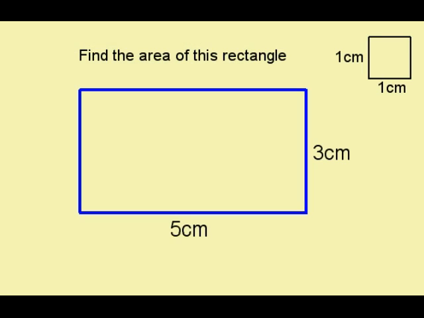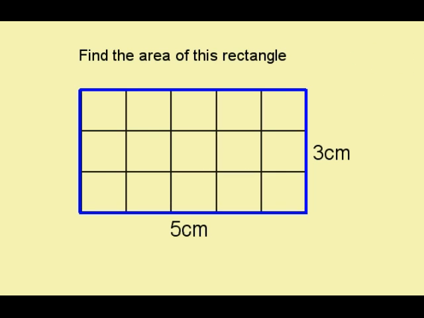To find the area of this rectangle, I need to find how many square centimetres fit inside it. We can see that we have 15 squares inside this rectangle, so we say that the area is 15 centimetres squared. To get this number, I could count all the individual squares, but a quicker way is to say 5 times 3 is 15.